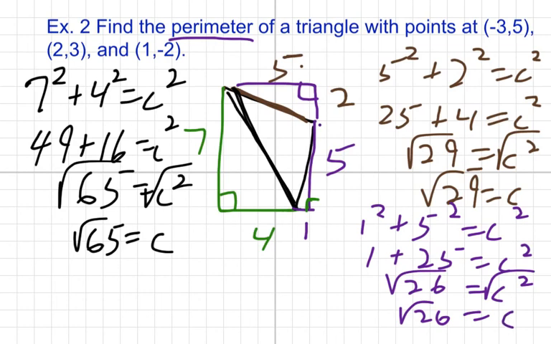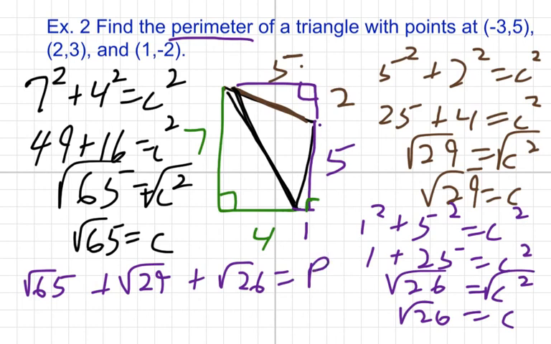Okay, so now that I have my 3 sides, I'm just going to add them all together. So square root of 65 plus the square root of 29 plus the square root of 26 will give me my capital P, or perimeter. So I know the square root of 65 is about 8.1 because I typed it in my calculator. And I also know it's about 8.1 because 8 squared is 64, and that's really close to 64. It's just barely above it.